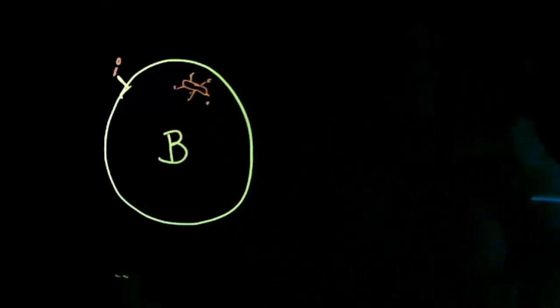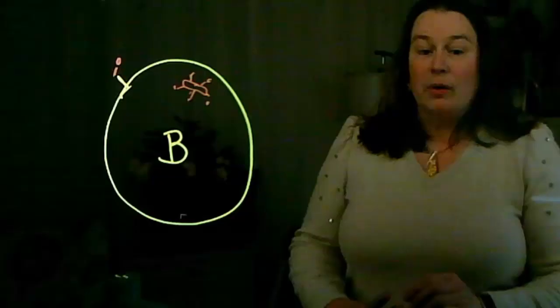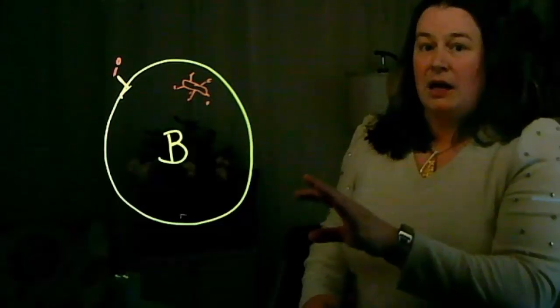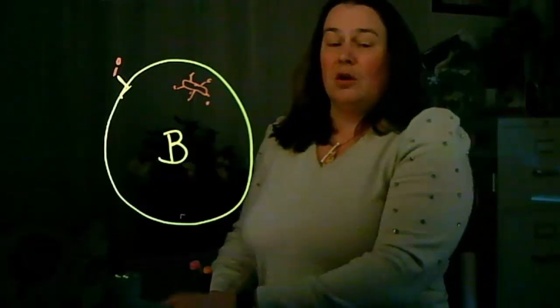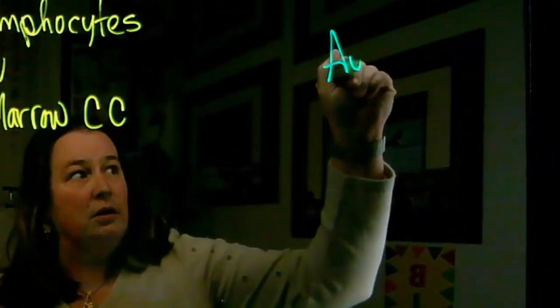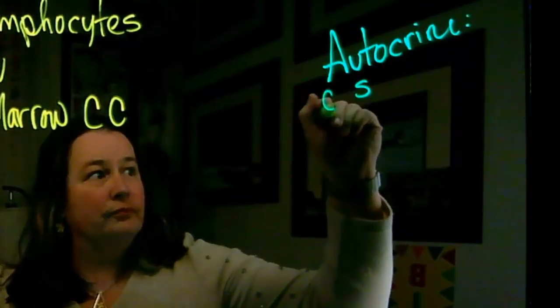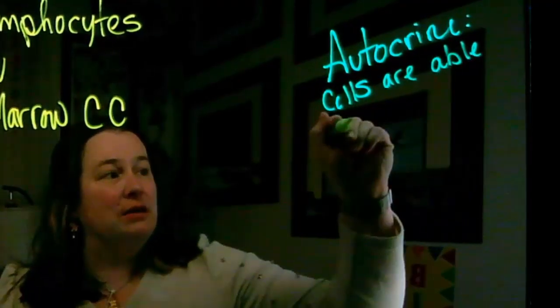Once an antigen is on the surface of the cell, this B cell, put a big B in the middle to remind us where it came from and where it went to school. This B cell is ideally going to do something with this pathogen. Now, B cells are able to do a process we call autocrine signaling. An autocrine signal, I'm going to write this over here as a reminder, an autocrine signal is when a cell or cells are able to self-signal.